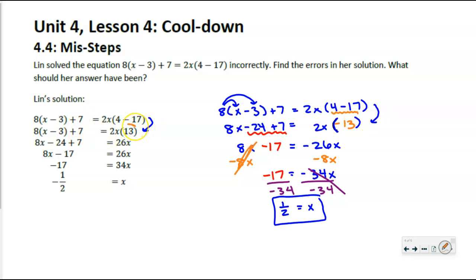I've already found the mistake. It looks like they lost their negative. They did not attend to precision. 4 minus 17 is a negative 13. Her answer should have been x equals 1/2, so we have completed our cool down.